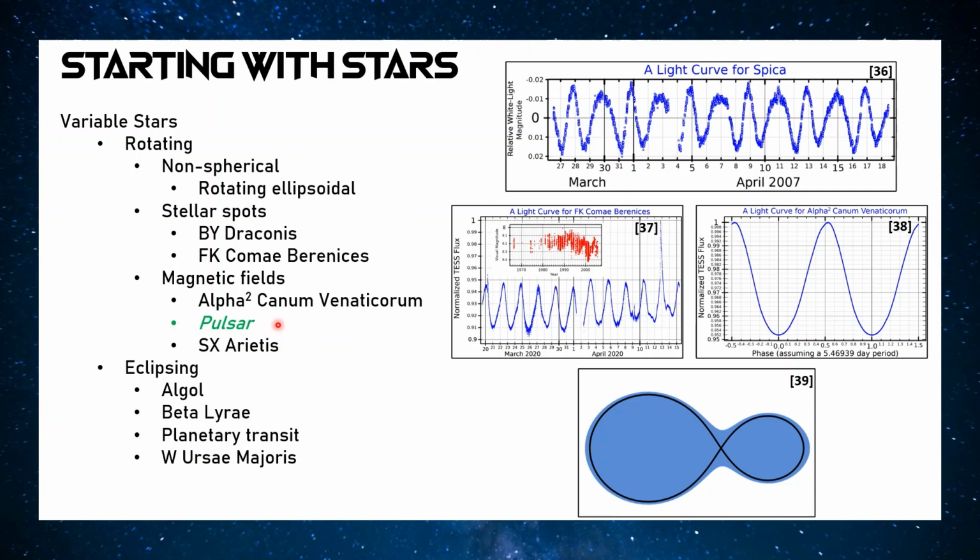Pulsars, the same thing happens, but those are stellar remnants. We'll explain those more in detail. SX Arietis have high temperature. They're essentially high-temperature analogs of Alpha2 Canum Venaticorum stars.